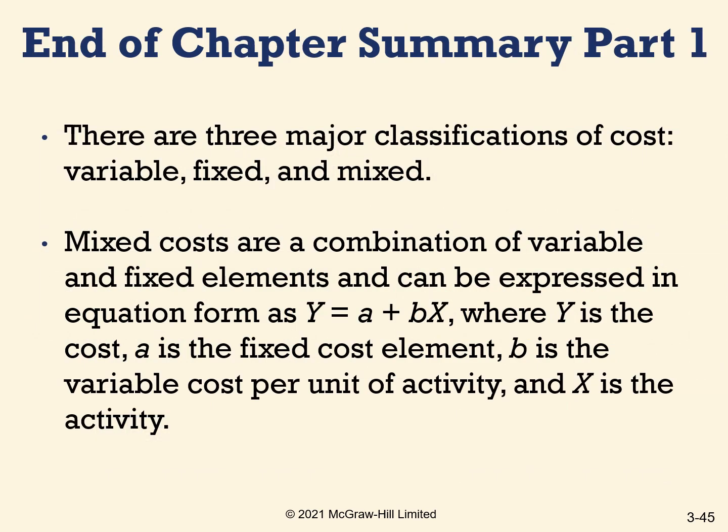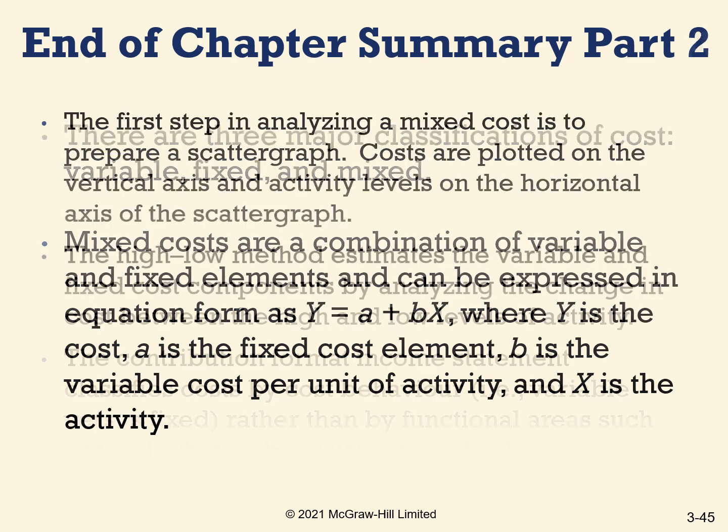So it's time to summarize the chapter. There are three major classifications of costs, which is our variable, fixed, and mixed. Mixed costs are a combination of variable and fixed elements and can be expressed in the equation form as y, which is our mixed cost, equals a plus bx, where y is the cost, a is the fixed cost element, b is the variable cost per unit of activity, and x is the activity level.